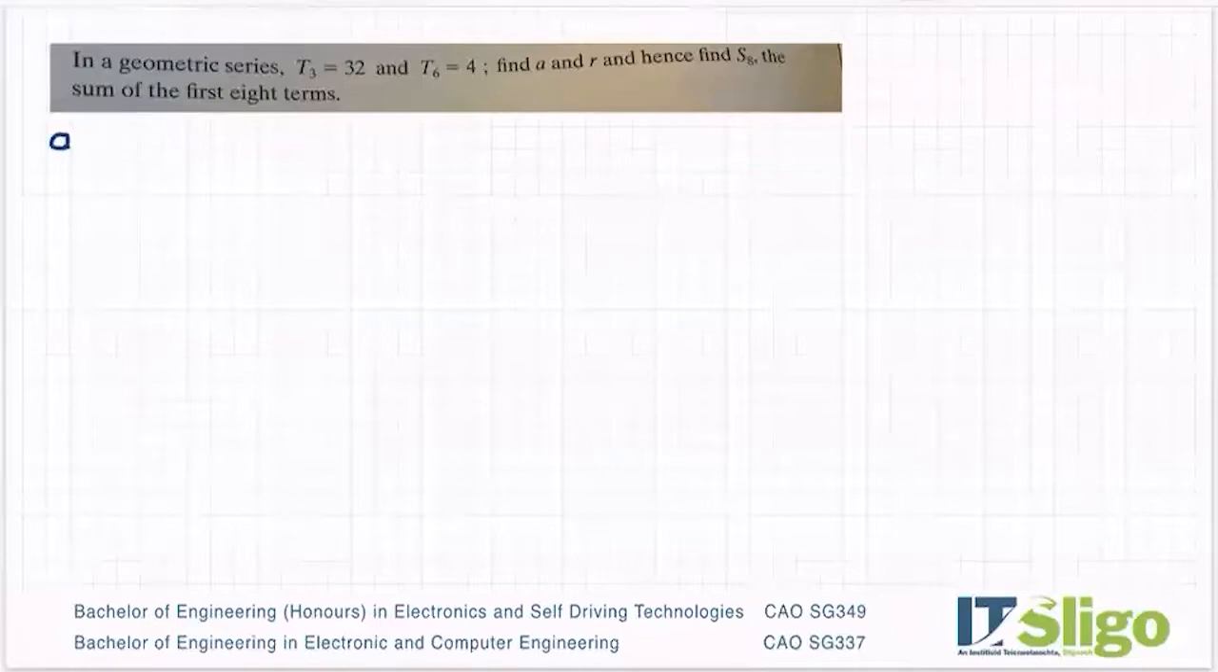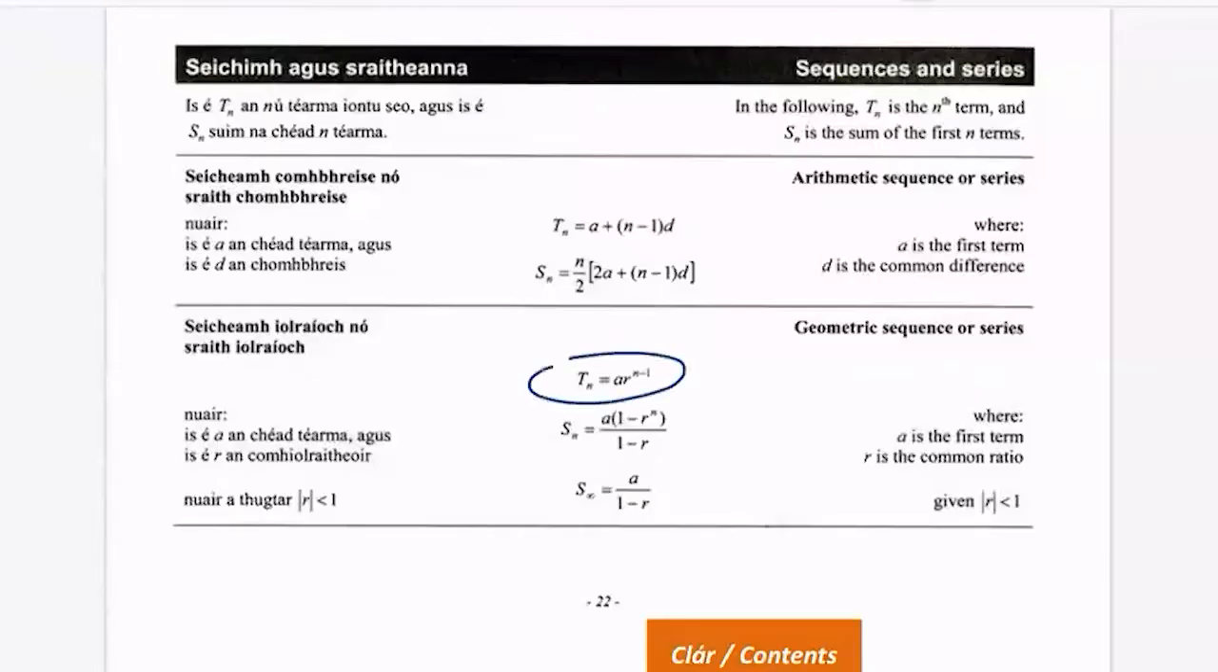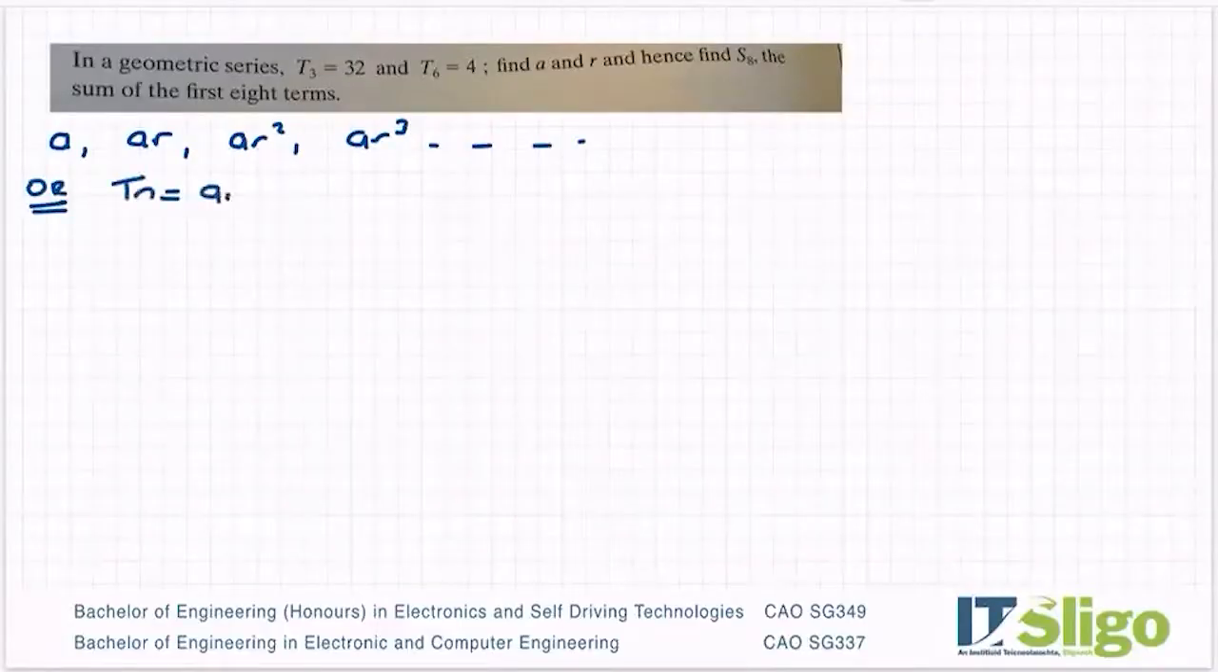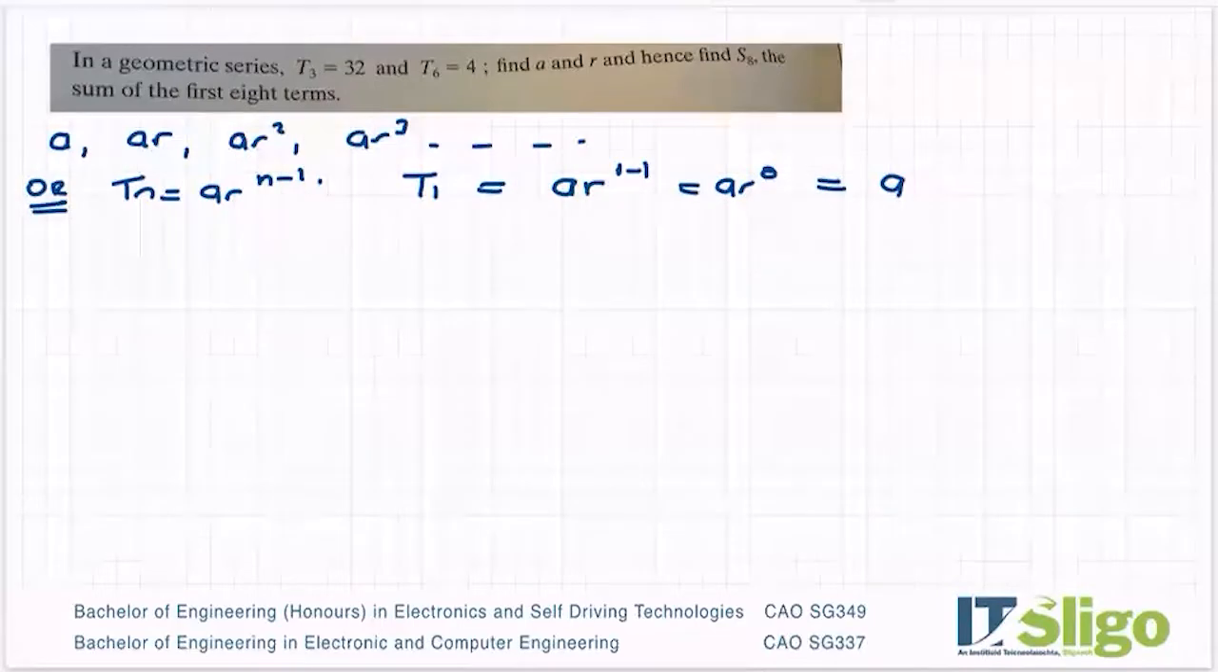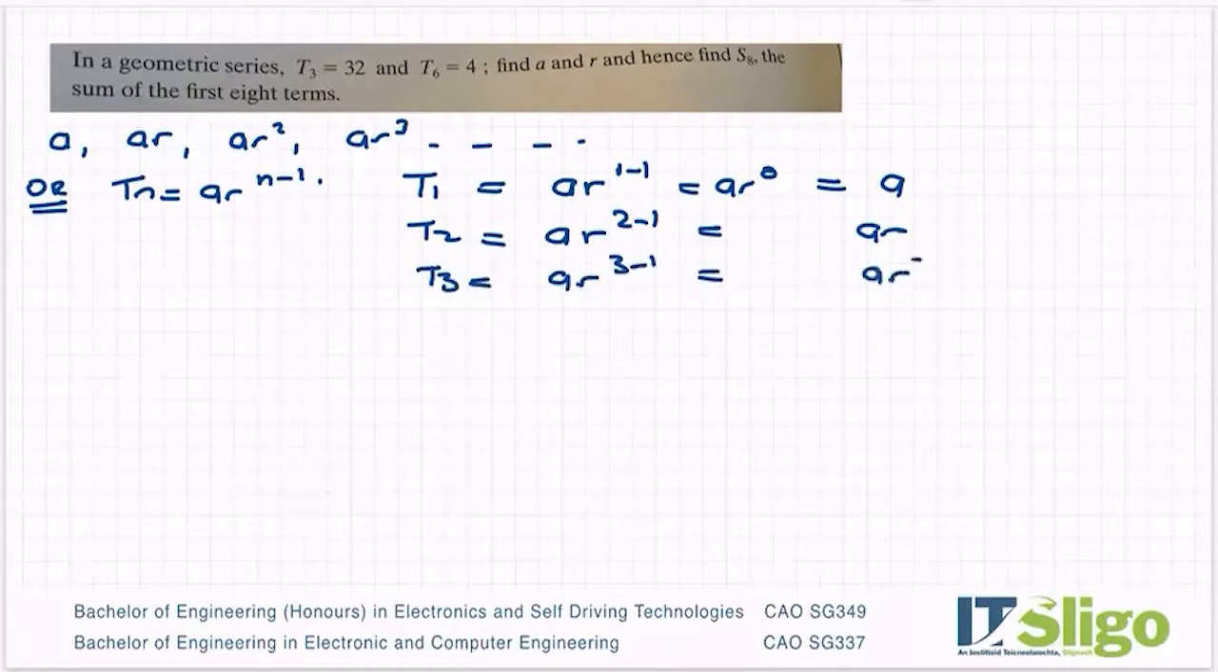You can know that the general form of a geometric sequence is A, AR, AR squared, AR cubed, and so on and so forth. Or if you forget that, which of course we're all human, we do forget, you can go back to here, okay? So Tn is equal to AR to the power of n minus 1. Therefore T1 would be AR to the power of 1 minus 1, which is A to the power of 0, which is A, because anything to the power of 0 is 1. T2 would be AR to the power of 2 minus 1, which would be AR. T3 would be AR to the power of 3 minus 1, which is AR squared, and so on and so forth. So if you do forget the general form of a geometric sequence, not the end of the world at all, you can develop it from here.